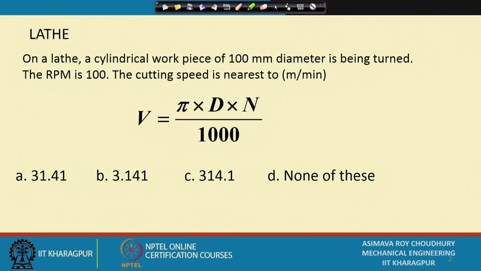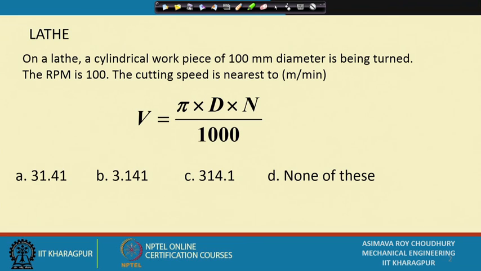On the lathe, a cylindrical workpiece of 100 millimeter diameter is being turned. The RPM is 100. The cutting speed is nearest to, in meters per minute: 31.41, 3.141, 314.1, or none of these.